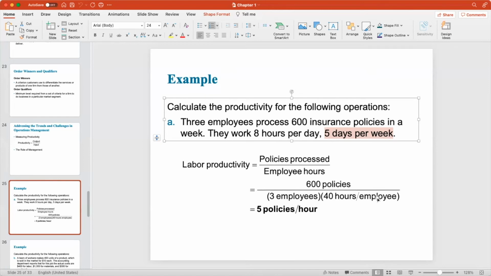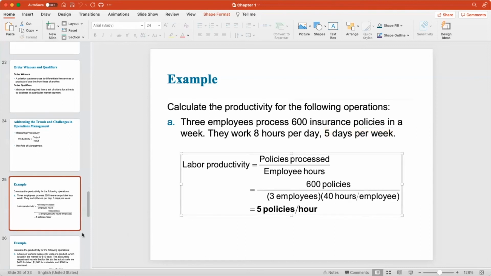Remember, this would be your input. What is the unit of this input? 120 hours for 3 employees. So this would be the input, and the numerator would be the output, which would be 600 insurance policies. So that's why you use 600 divided by 120 to get 5 policies per hour. This will become the productivity. Very straightforward and very simple. If you have any questions, feel free to let me know.